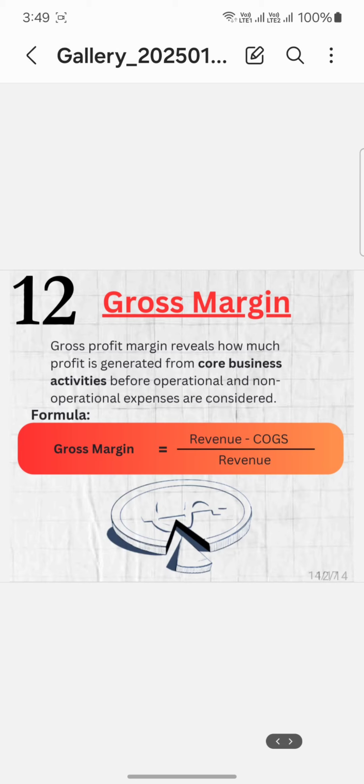The next ratio is the gross margin ratio. Gross profit margin reveals how much profit is generated from the core business activities, which are the core essential business operations, before operational and non-operating expenses are considered. The formula for calculating gross margin is revenue minus cost of goods sold, the whole divided by revenue.